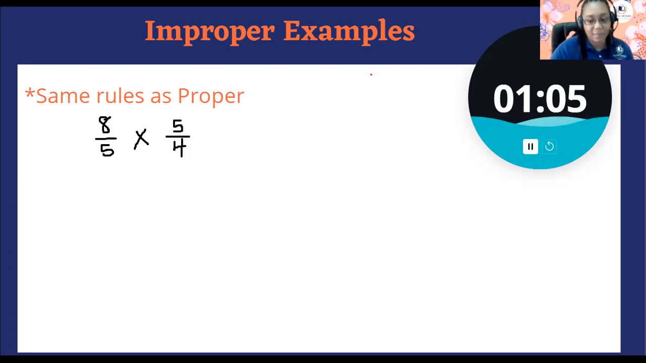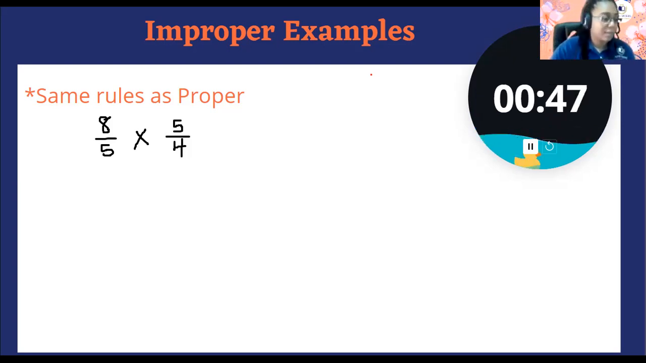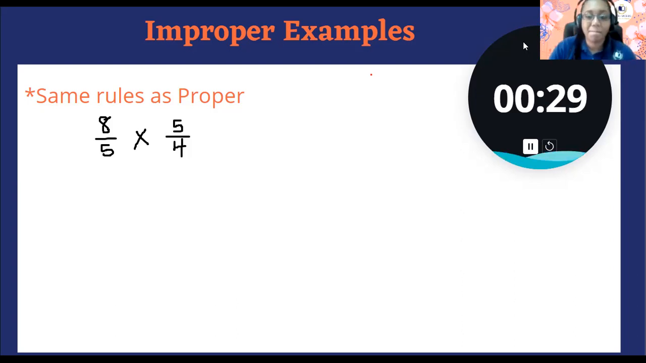Answers in the chat. Can that be reduced? Yes, it can. What can both of them be divided by? There must be a multiple that goes into both of them. Start with that and keep reducing until they can't be reduced anymore.